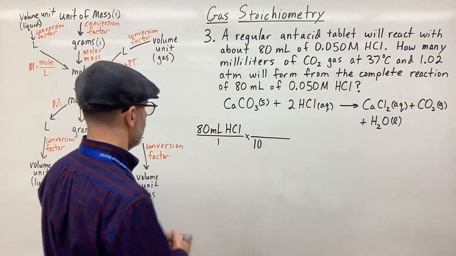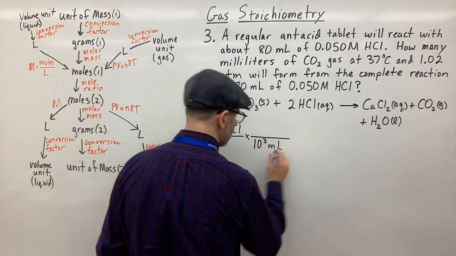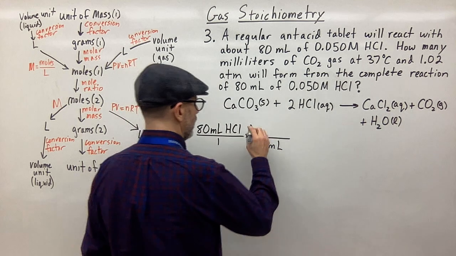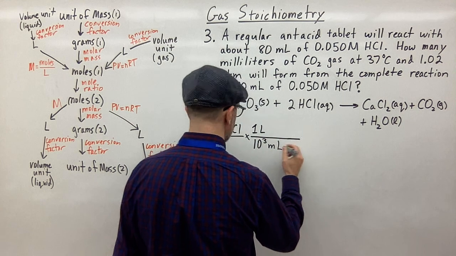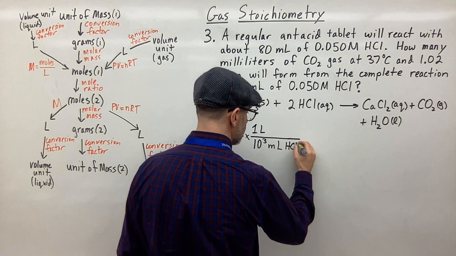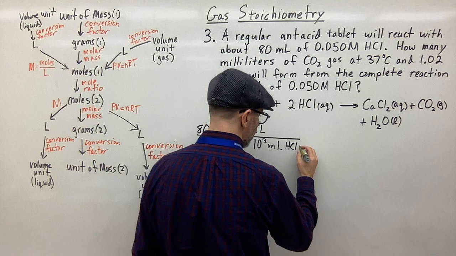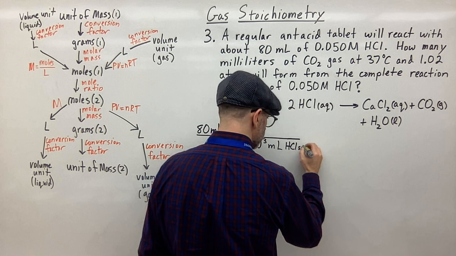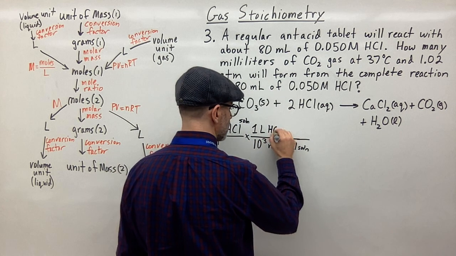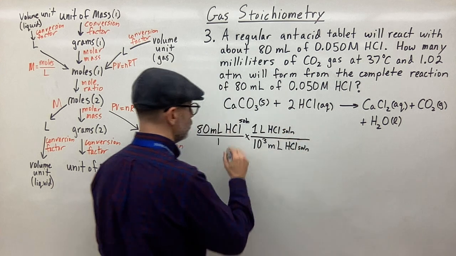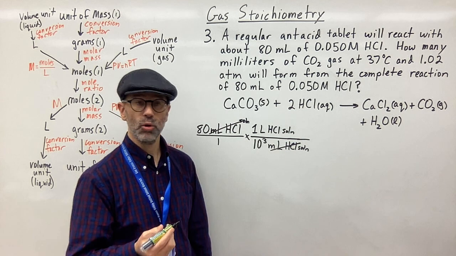Sorry about that. So this is going to be 10 to the third milliliters. 10 to the third is 1,000. And then on top, we're going to have 1 liter of HCl, we might identify this as a solution, HCl solution instead of HCl. Okay, and so this is liters of HCl solution. So the milliliters is going to cancel out. Now we have liters. Now we can use the molarity.